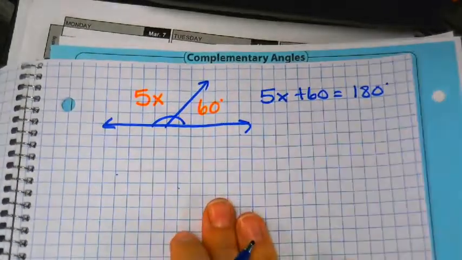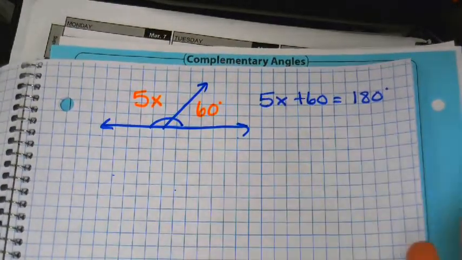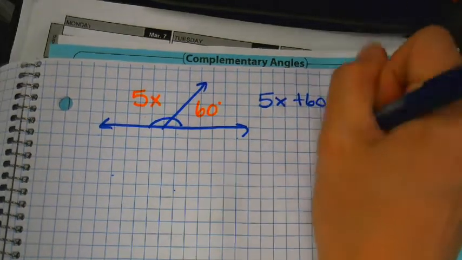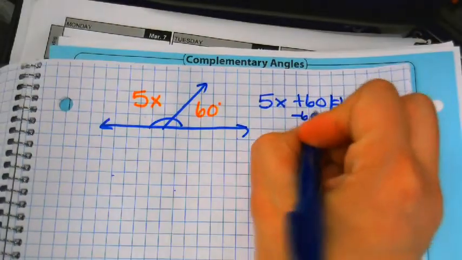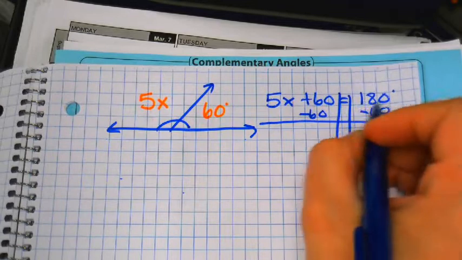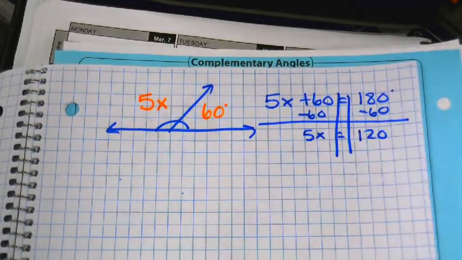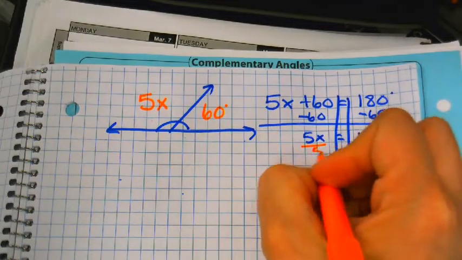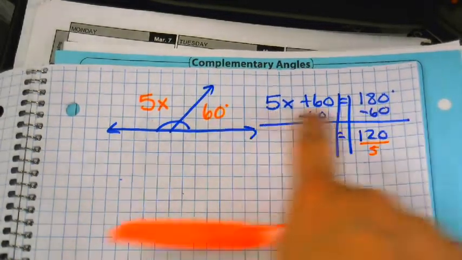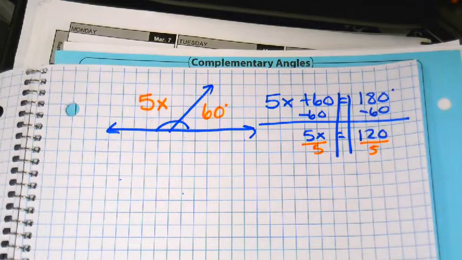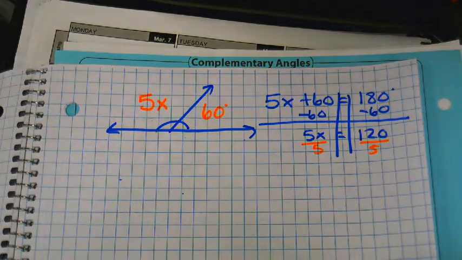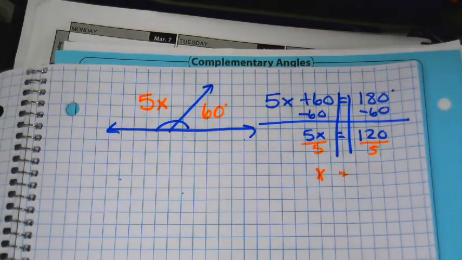So this is where it's like your 2 steps, but you all know how to do 2-step equations. So we're going to subtract 60. 180 minus 60 is 120, which is equal to 5x, right? You're going to divide by 5 on both sides. This is where writing your equation is extremely helpful. X equals, what's 120 divided by 5?